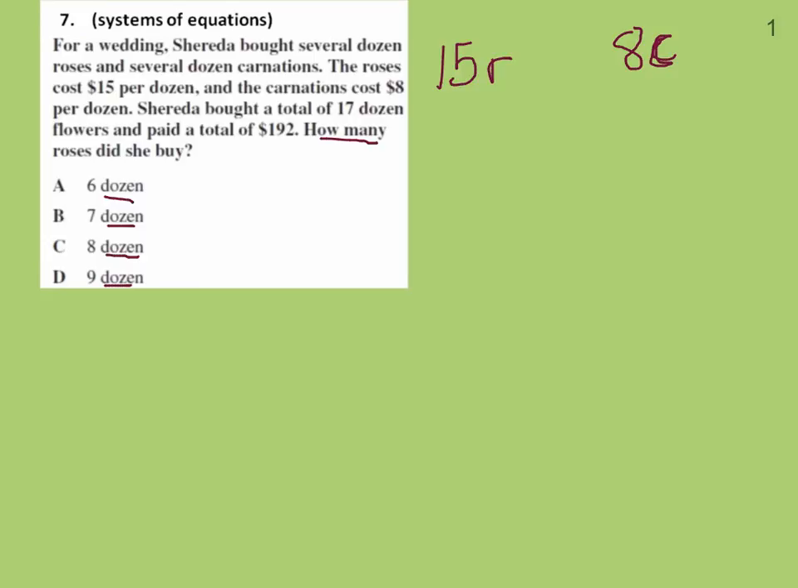She says she bought a total of 17 dozen flowers and paid a total of $192. Okay, so the number of roses we buy plus the number of carnations we bought must give us a total of 17. And remember, we have 15R and 8C, so we have to know that R is the number of roses, not the cost. 15R then is the cost because it's $15 times the number of roses. So that means that this total between the cost for the roses and the cost for the carnations equals 192.